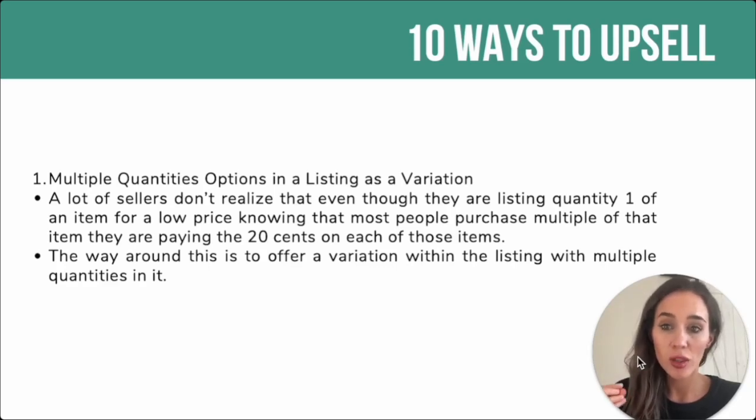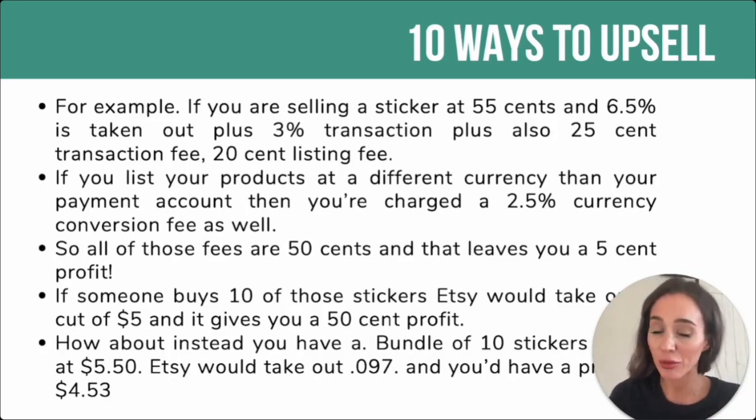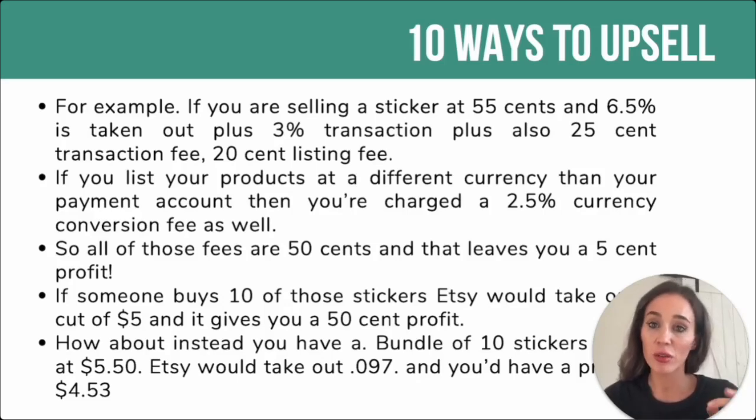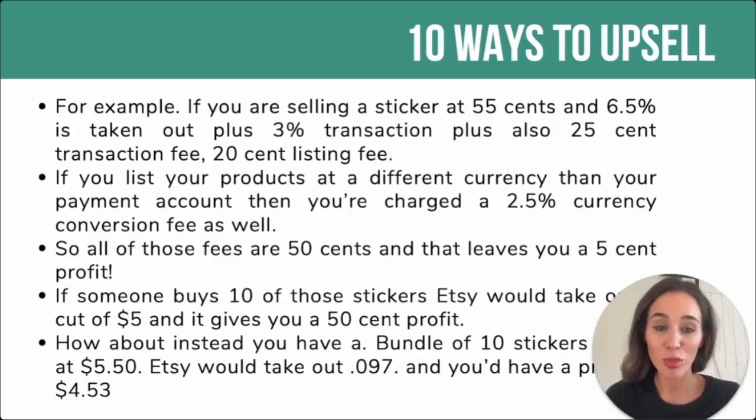So we want to get around that by offering a variation within the listing, a custom variation that we title quantity, with multiple quantities as each option in the variation. So for example, if you are selling a sticker at 55 cents, 6.5% is taken out, plus that 3% transaction fee, plus the 25-cent transaction fee, 20-cent listing fee. If you list your products in a different currency, you also are charged 2.5% as a currency conversion fee. So all of those fees are 50 cents, and that leaves you a 5-cent profit. Okay, that's not going to work. We're not going to make millions doing that.